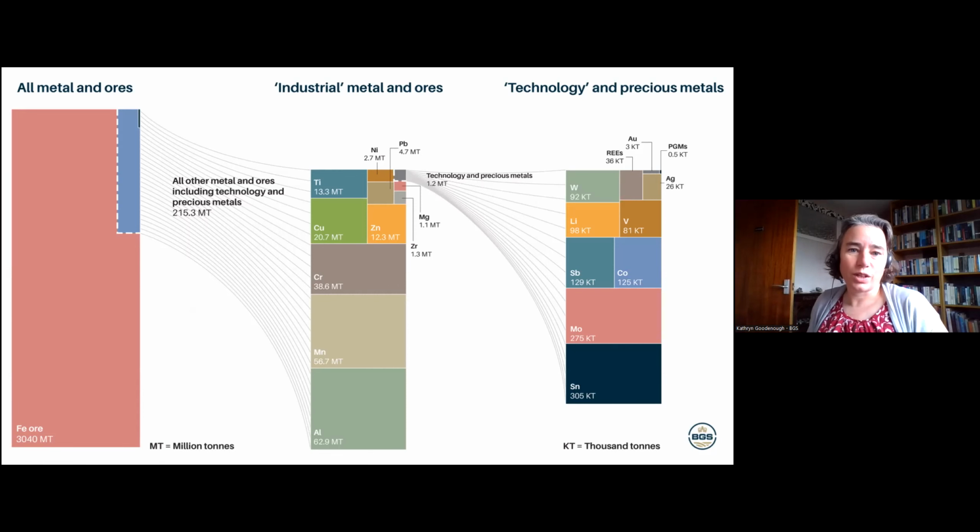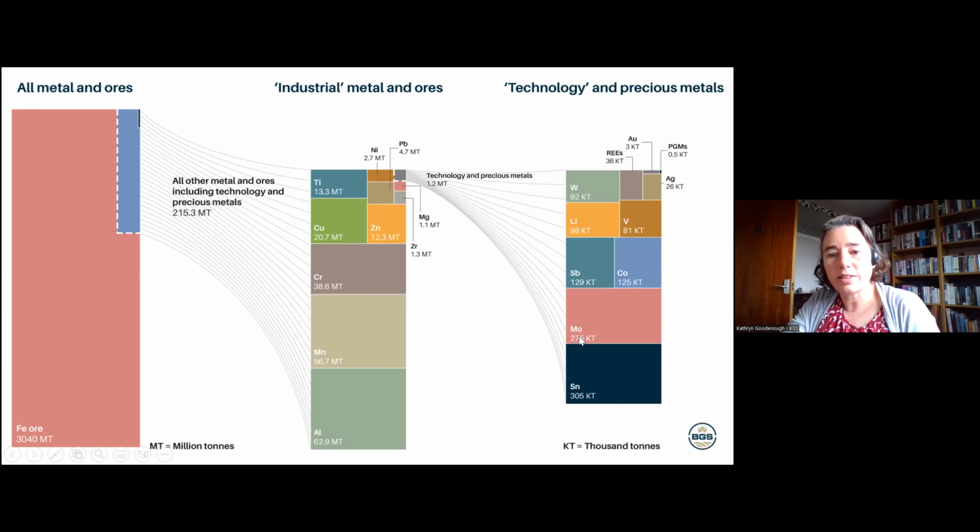But when we go into the critical raw materials, what we're actually looking at is still a tiny bar here, a tiny box even in that middle bar. And for what's called here technology and precious metals, we're only looking at 1.2 million tons being mined every year. So a tiny, tiny percentage of the amount of iron ore.